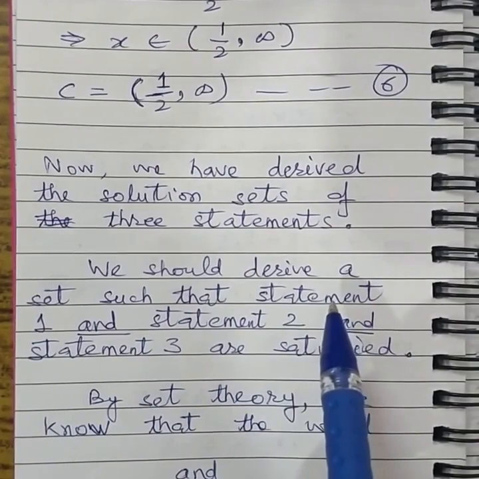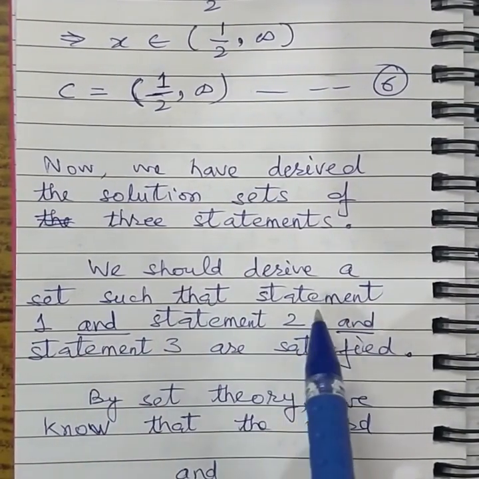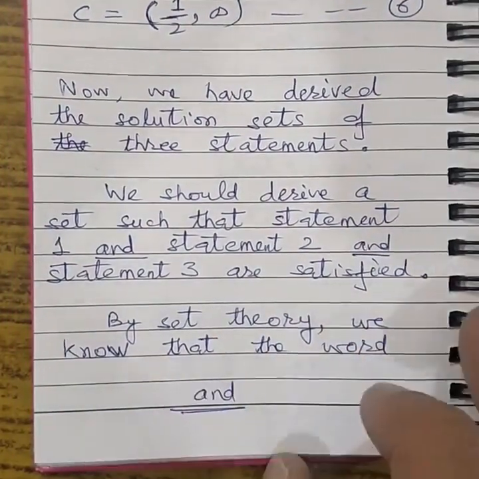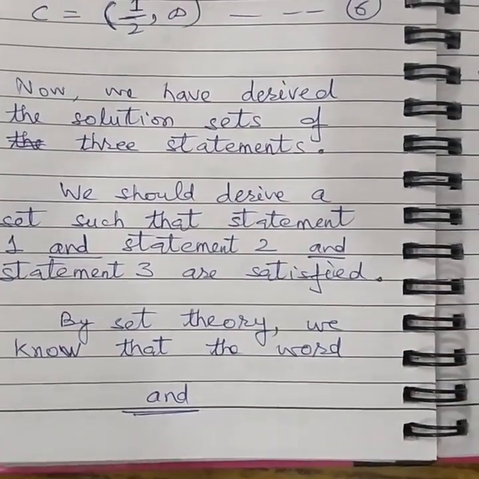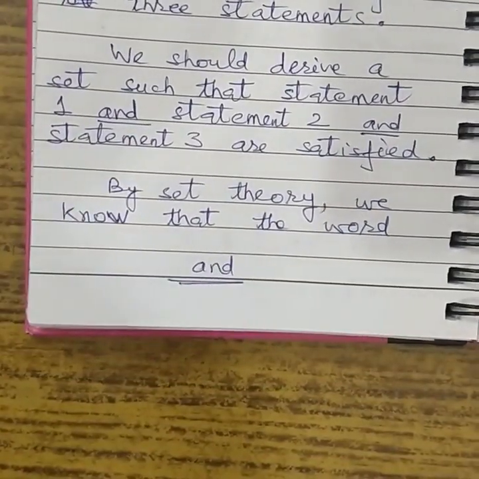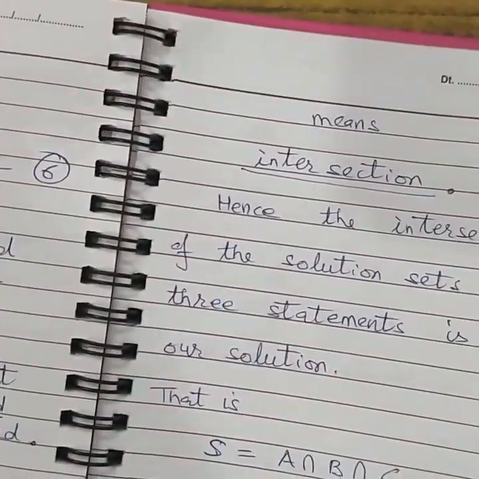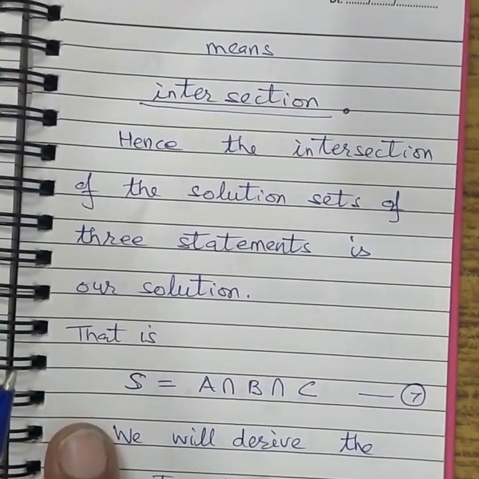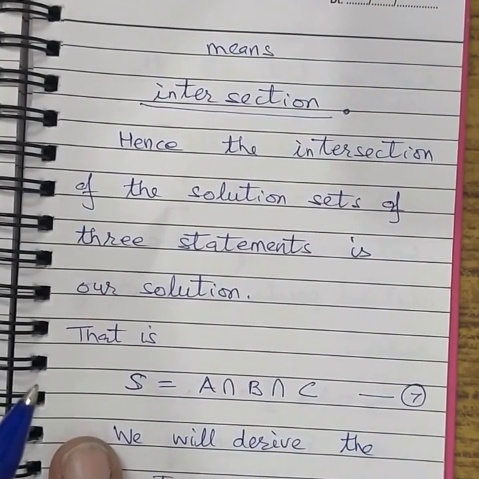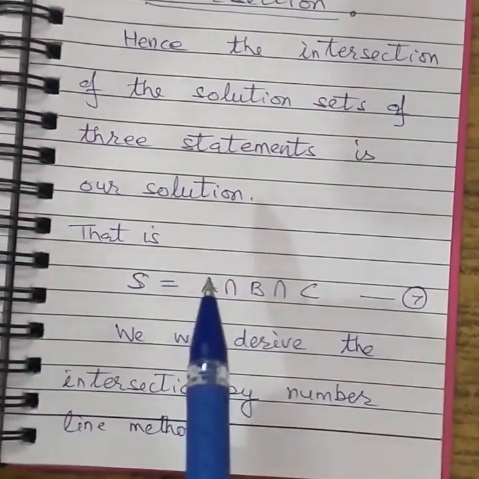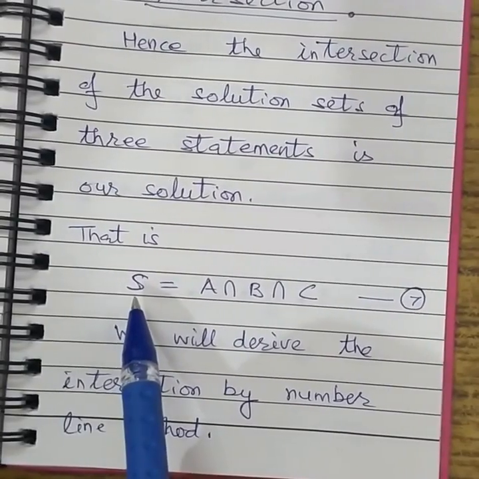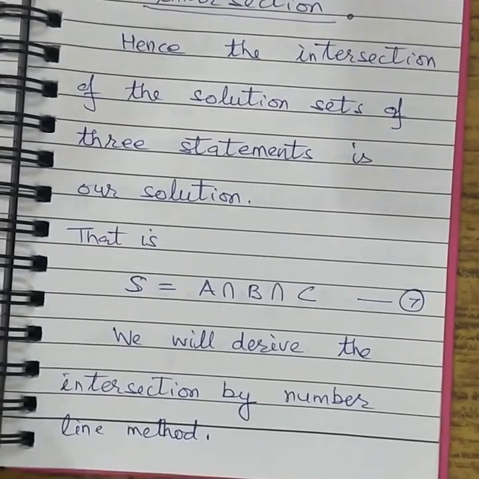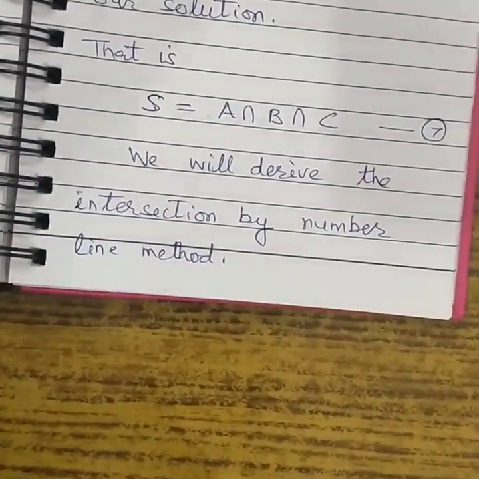Now derive a set such that statement 1 and statement 2 and statement 3 are satisfied. By set theory, we know that the word AND means intersection. Hence, the intersection of the solution sets of the 3 statements is our solution. That is, our solution set is S equals A intersection B intersection C. We will derive the intersection by the number line method.